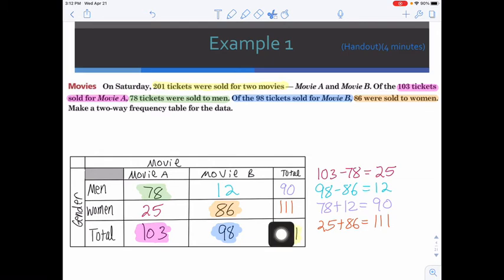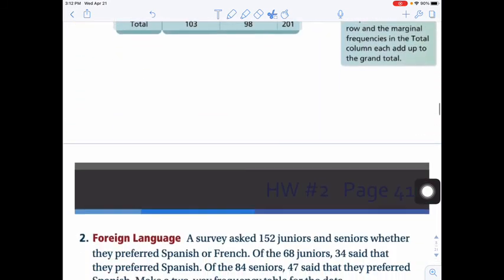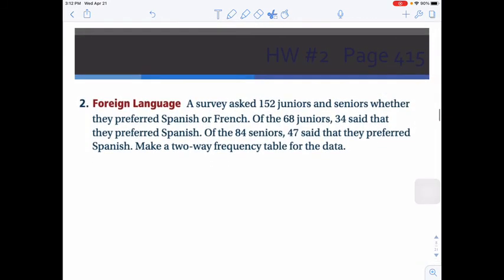To double check our answers, we can always add straight down and see if we get a total of 103, add straight down here to see if we get a total of 98, add straight across to see if we get 90, add straight across to see if we get 111, and then check our totals. 90 plus 111 should give us 201, and 103 plus 98 should also give us 201. The work for this problem is written out on the next few slides. And now I would like you to try homework number 2 on page 415.